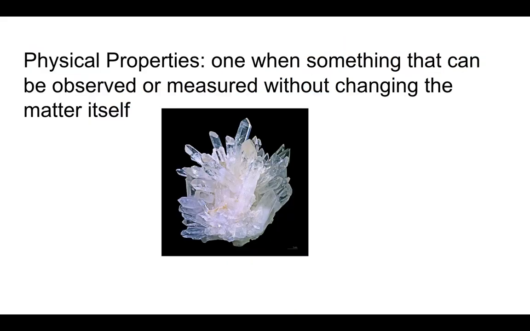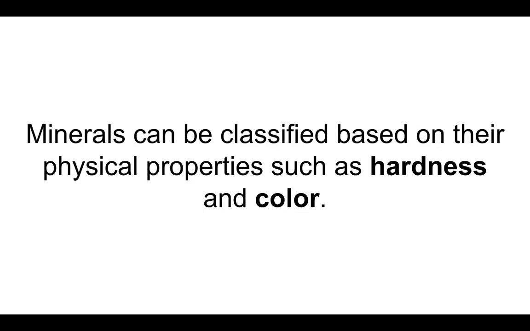Physical properties is when something can be observed or measured without changing the matter itself. So it's basically the way something looks before you change it, or without changing it at all. So if I were to describe the physical properties of this crystal right here, I could say it's fairly clear, it looks like it's hard, it's shiny. Those are some physical properties of this crystal. So minerals can be classified based on their physical properties such as hardness and color. And we're going to talk about what exactly I mean by that right now.